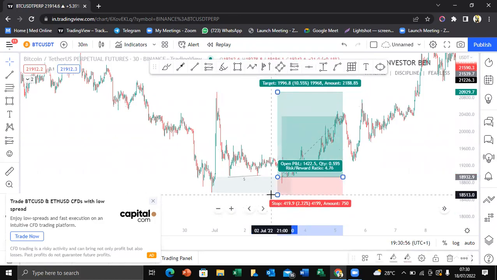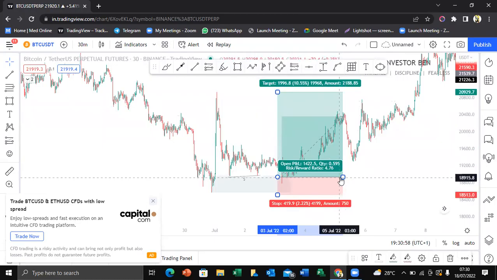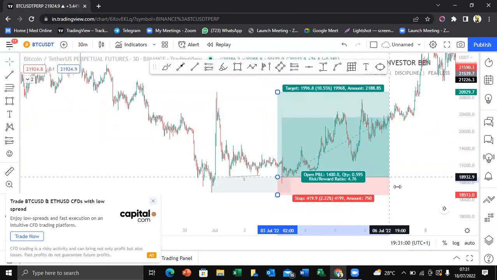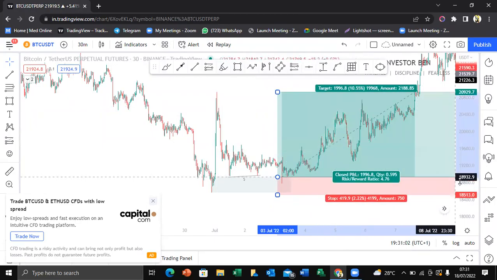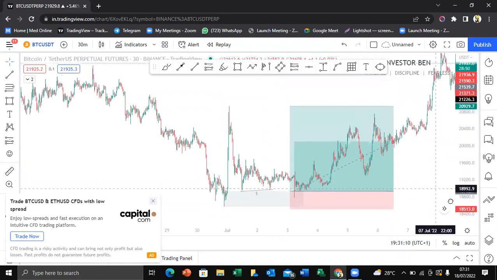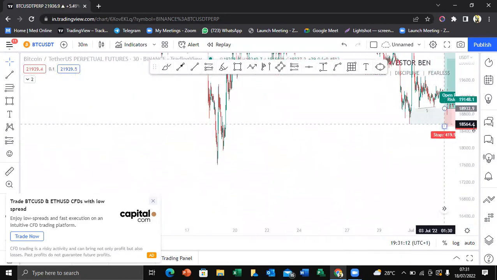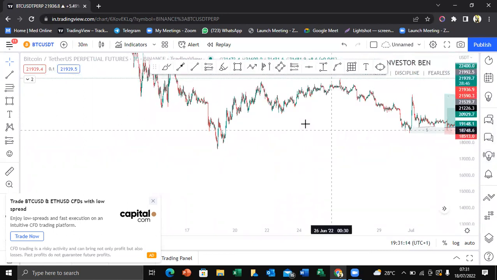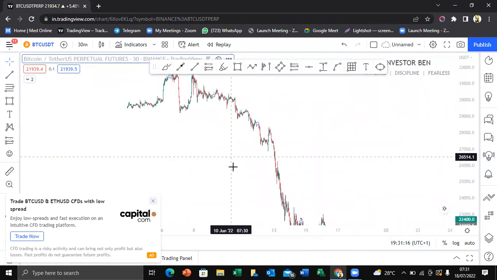Give some space for the SL, right? And this is it. You're killing the market. We know it's a TP more. 1:4. Yeah, it's cool like that. You're making waves. Let's look at more of that.